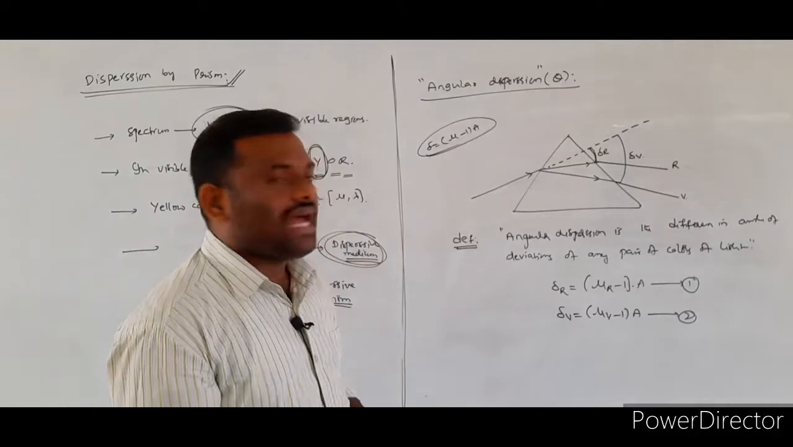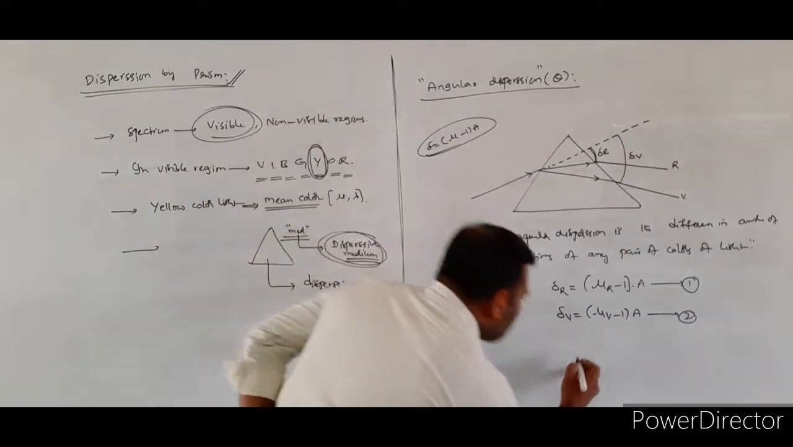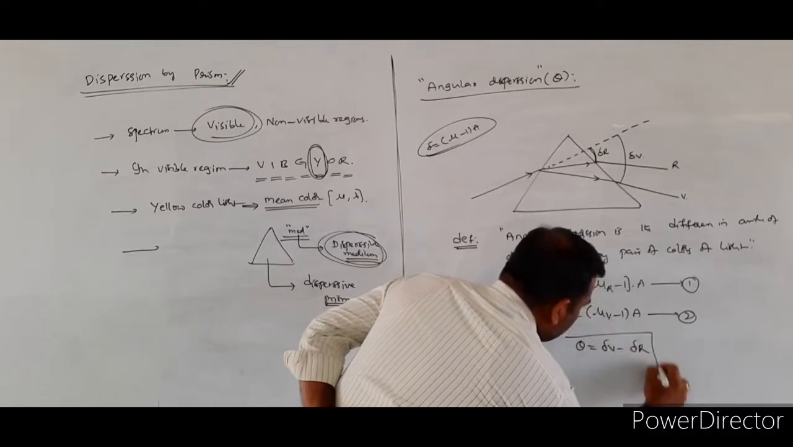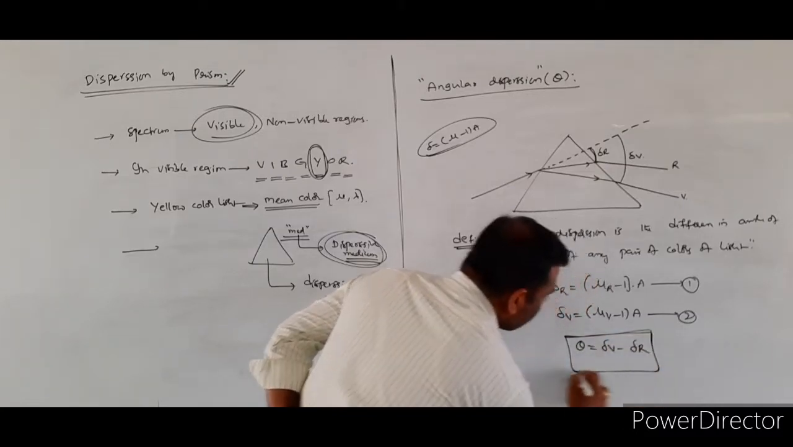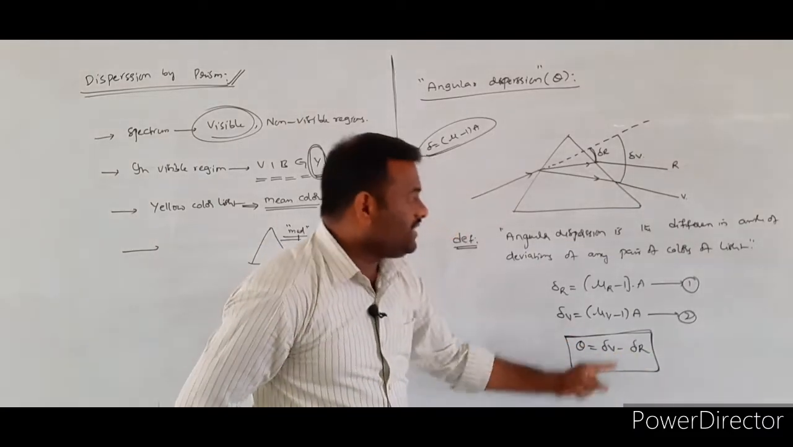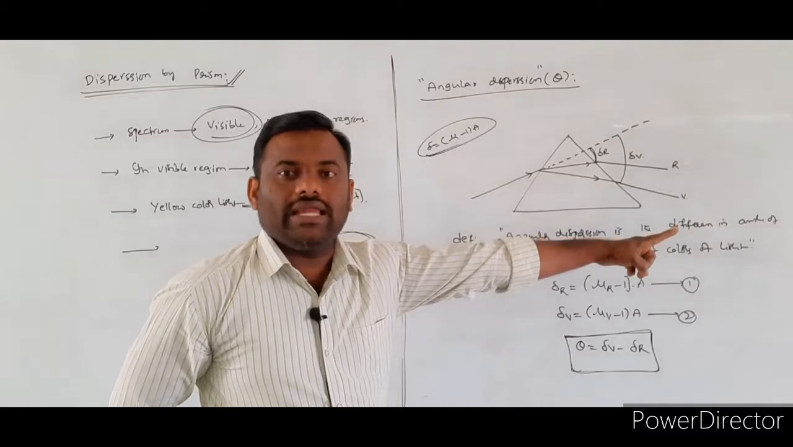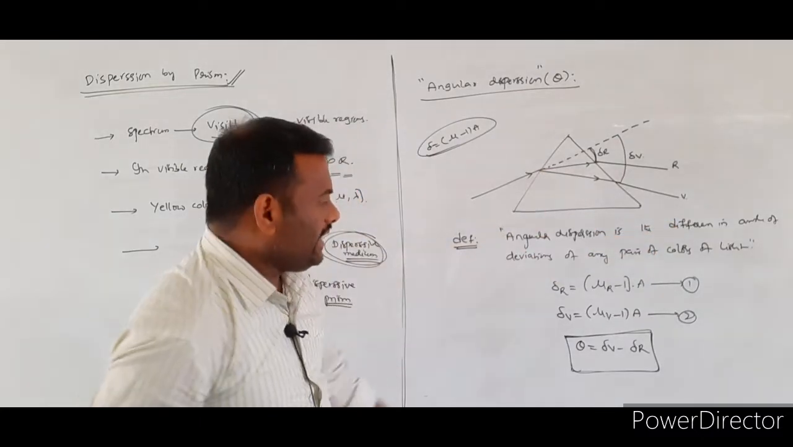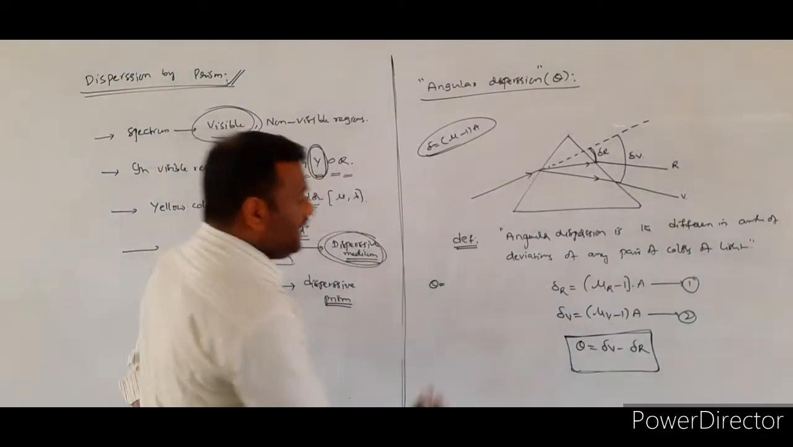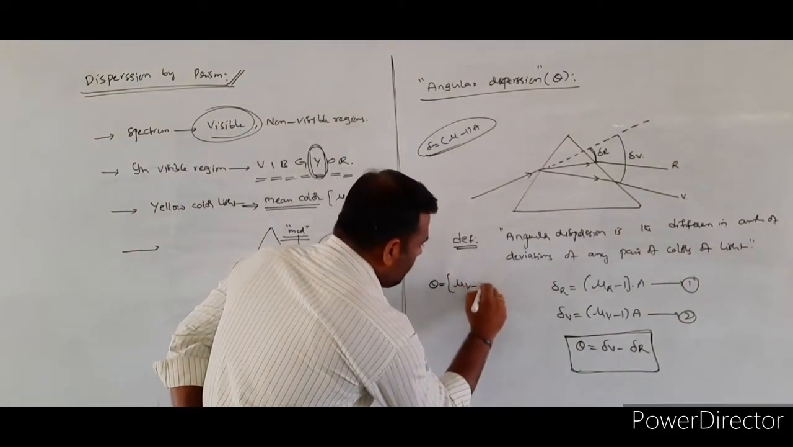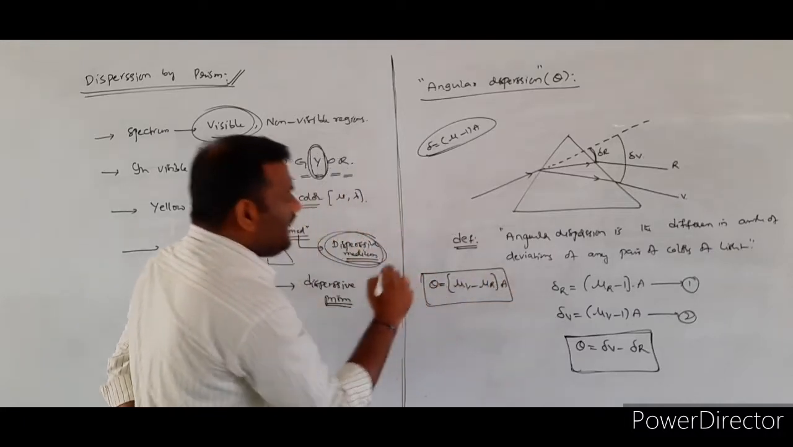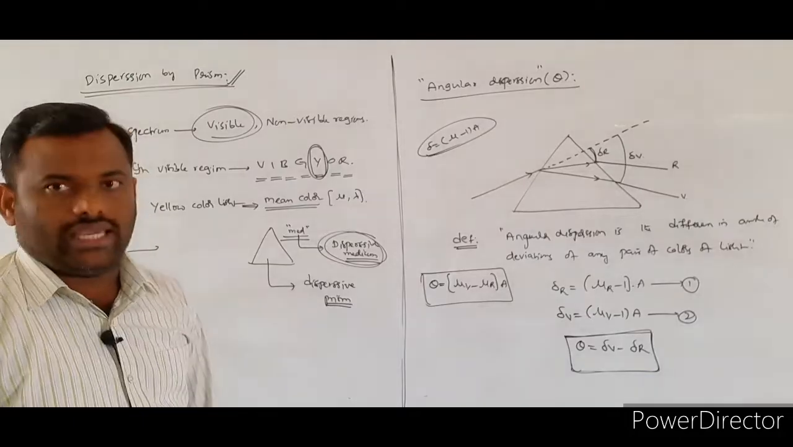Now, from the definition, angular dispersion theta is nothing but the difference in angle of deviations for a given pair of colors of the light. If you substitute those values, you will get theta is equal to mu v minus mu r into A. So theta is equal to mu v minus mu r into A.